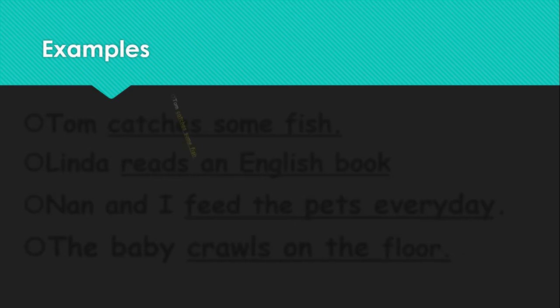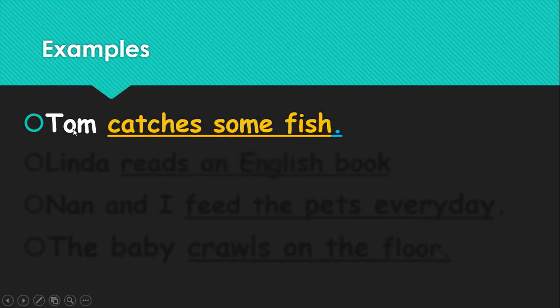Let's see these examples. Tom catches some fish. What is the subject here? Tom. What does Tom do here? Catches some fish. All this is the predicate. Look at catches. Catches is a verb. So the predicate starts from the verb.